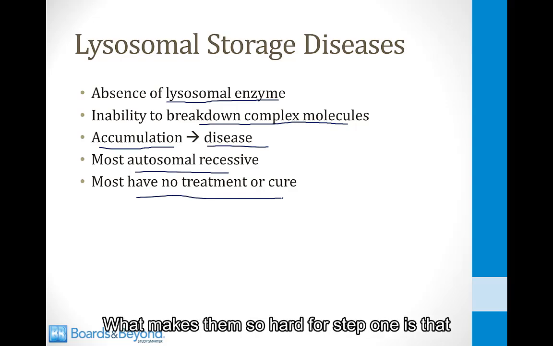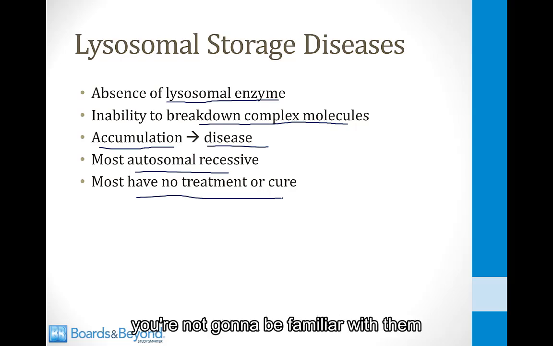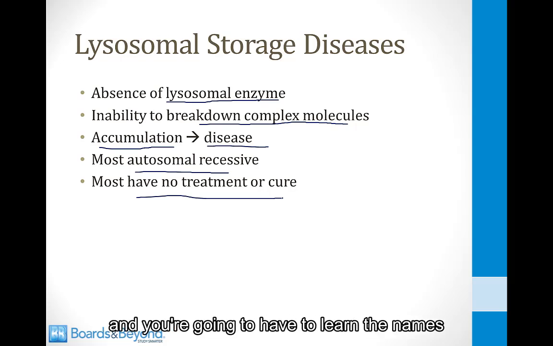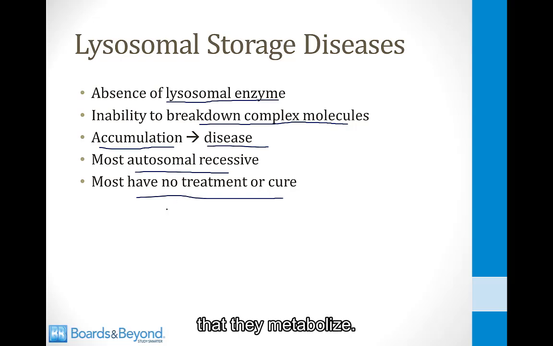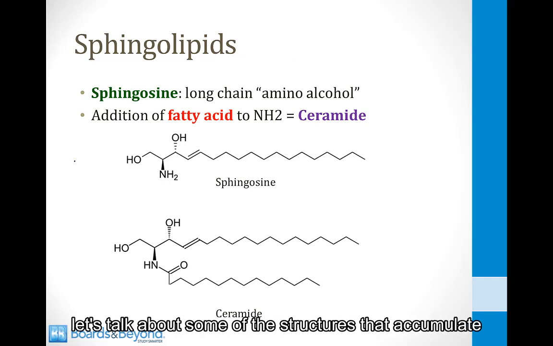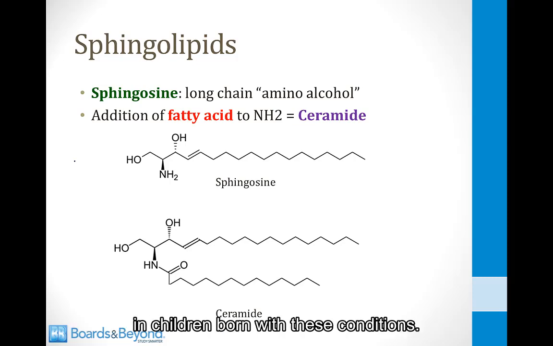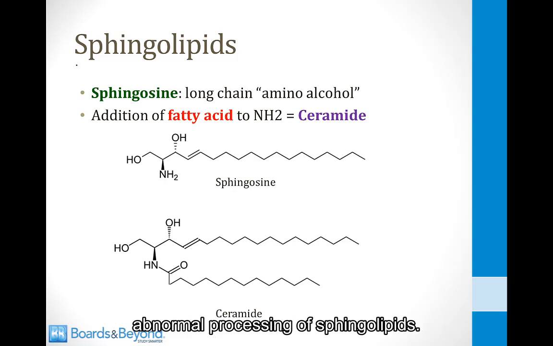What makes them so hard for Step 1 is that the enzymes involved are usually very unusual. You're not going to be familiar with them, and you're going to have to learn the names of these unusual enzymes and the complex structures that they metabolize. Before we talk about specific lysosomal storage diseases, let's talk about some of the structures that accumulate in children born with these conditions. Most of the lysosomal storage diseases involve abnormal processing of sphingolipids.